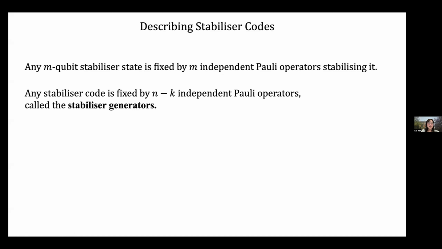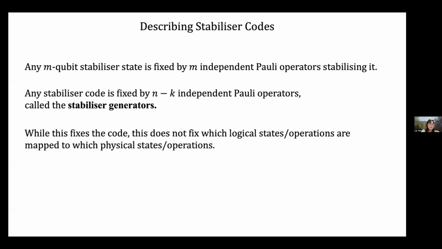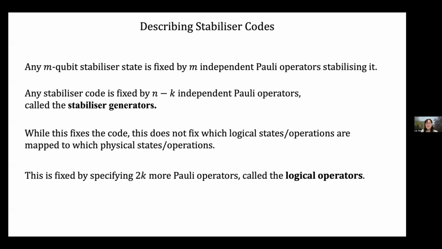And these are called the stabilizer generators of the code. While this fixes the code, this does not fix which logical states are mapped to which physical states. To do so, you need to additionally specify 2k more Pauli operators, where k is the number of logical qubits of the code per code block, and n is the number of physical qubits that those k logical qubits are encoded into. So these 2k more independent Pauli operators are called the logical operators. And again, you can also take linear combinations of those.